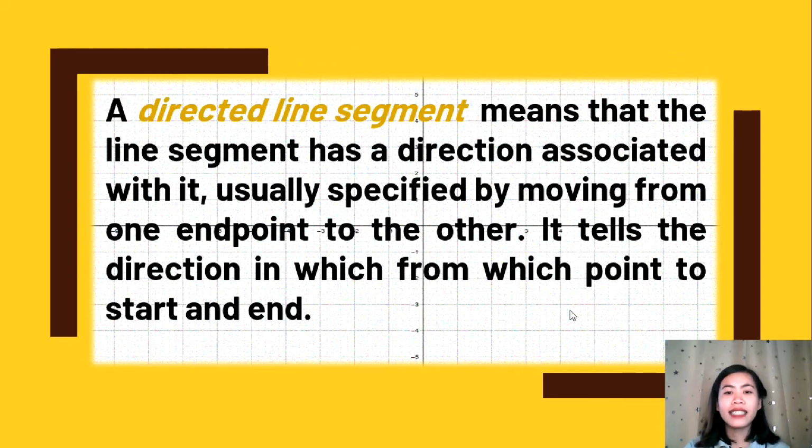Next, a directed line segment. So, from the word itself, directed. So, ibig sabihin, line segment siya na may direction. Kapag sinabi nating directed line segment AB, ibig sabihin, starting point niya A, then ang end point niya B. Kapag naman directed line segment BA, starting point niya B, ang end point niya A.